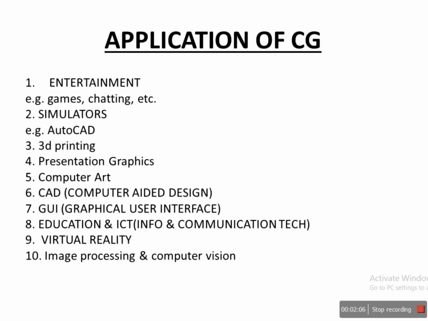Okay, now we'll take a look at applications of CG. CG is computer graphics. So from now onwards, whenever I say CG, it will mean computer graphics. So what are the obvious applications that come to your mind? First thing is entertainment. For example, games, what you play on your computer or your PS4 or anything. So there you need good graphics.